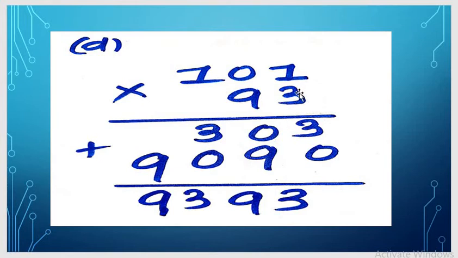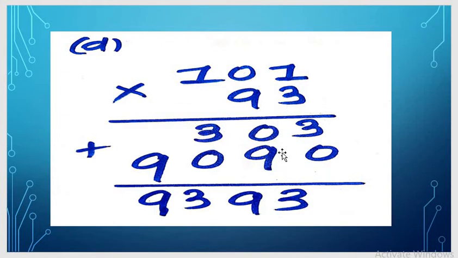So 3 multiplied by 1, then 0, then 1. 3 multiplied by 1, 3 multiplied by 0, then 1. Then 9 multiplied by 1, 9 multiplied by 0, and 9 multiplied by 1. Got my point, all students? So now we do multiplication. 3 ones are 3, 3 zeros are 0, 3 ones are 3.